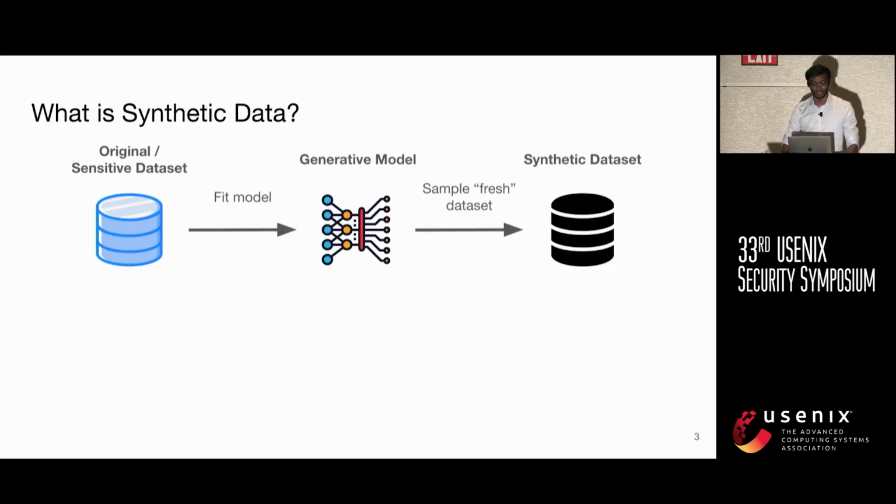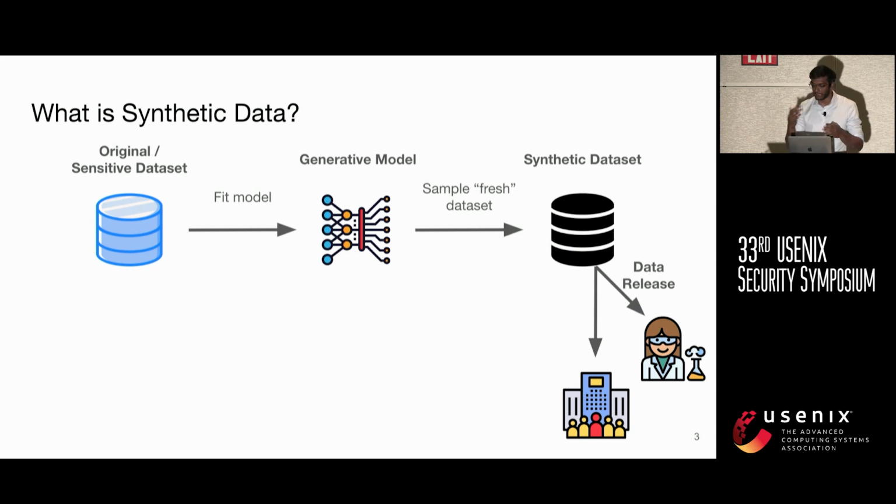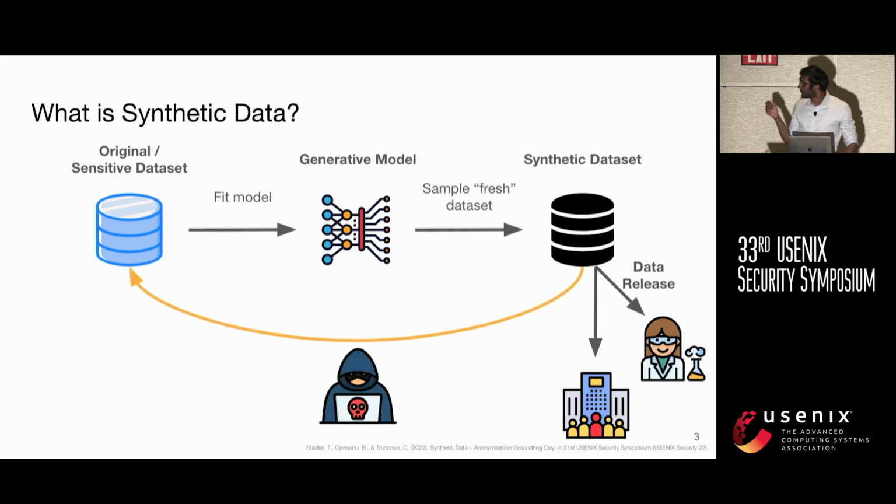So firstly, what is synthetic data? In synthetic data, we want to take an original sensitive data set and fit a generative model on top of the data set, and then sample some fresh records from the generative model to produce the synthetic data set. This synthetic data set is meant to mimic the raw data set both structurally and statistically so that it can then be released to data analysts who can analyze the statistical properties of the original data set without incurring information leakage from the original data set. However, prior work by Stadler et al. has shown that in some settings, the synthetic data set can still leak sensitive information about the original data set.